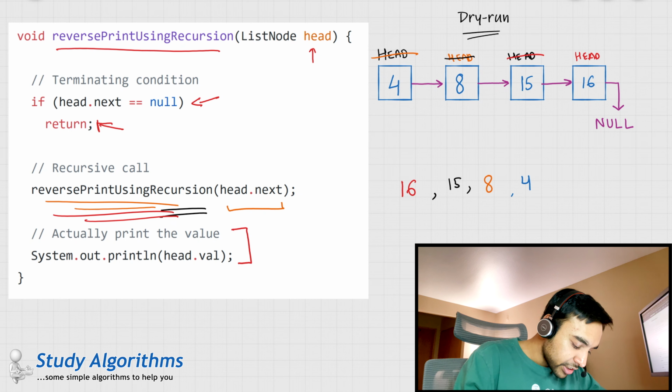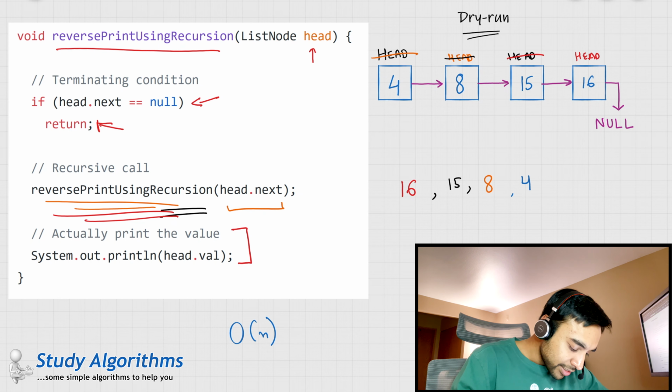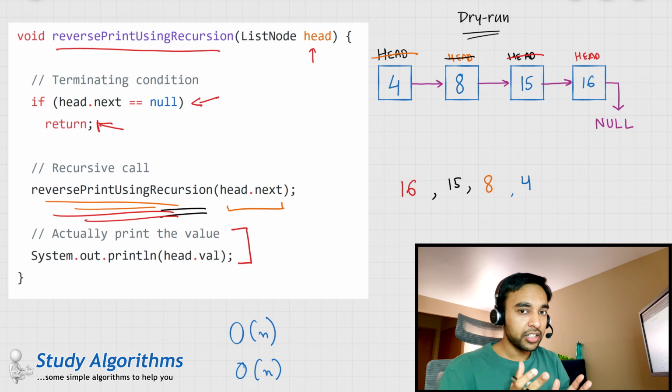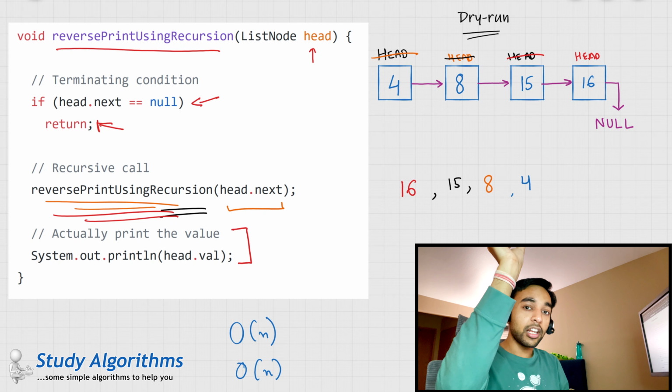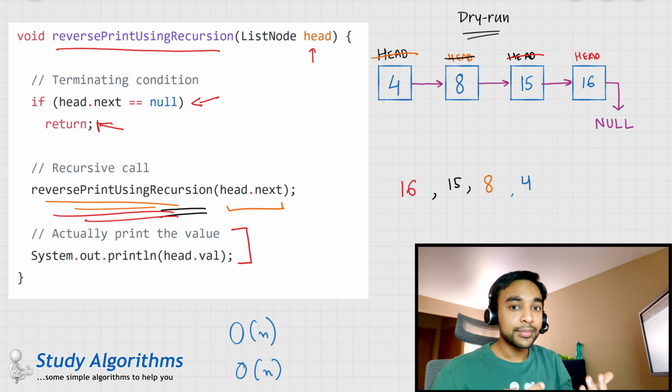The time complexity of this solution is order of n. That is because we are traversing through the entire list, and the space complexity is also order of n. You don't see any new data structure that we create in the code, right? But internally in your computer memory, you will have a recursion stack where you will store all of the calls of your function. So initially it is called with element 4, then 8, then 15, and then ultimately 16. So this takes up your computer memory and order of n space. I hope I was able to simplify the problem and its solution for you.